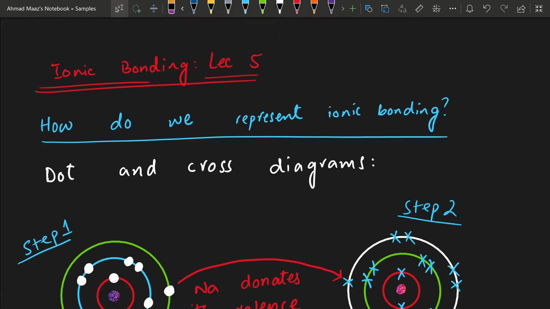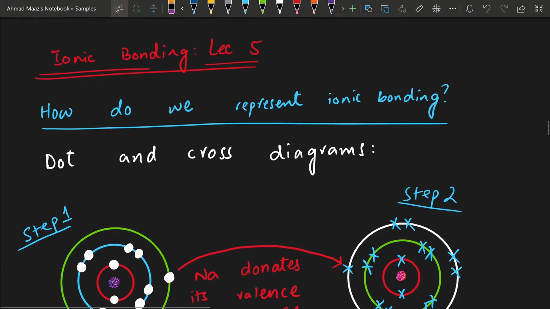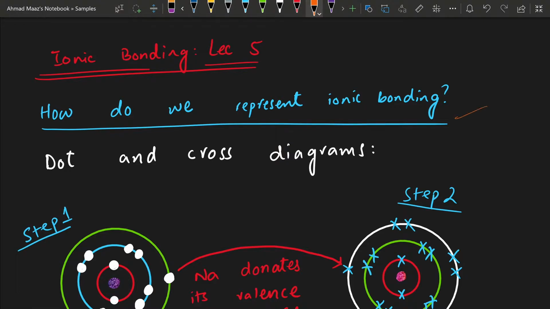Alright, in the previous video we saw a three-step formation of NaCl. Let's see how atoms behave during these three steps, during this ionic bond formation. And how can we represent this ionic bonding? The answer is simple. We represent this ionic bonding by a dot and cross diagram. What is a dot and cross diagram?